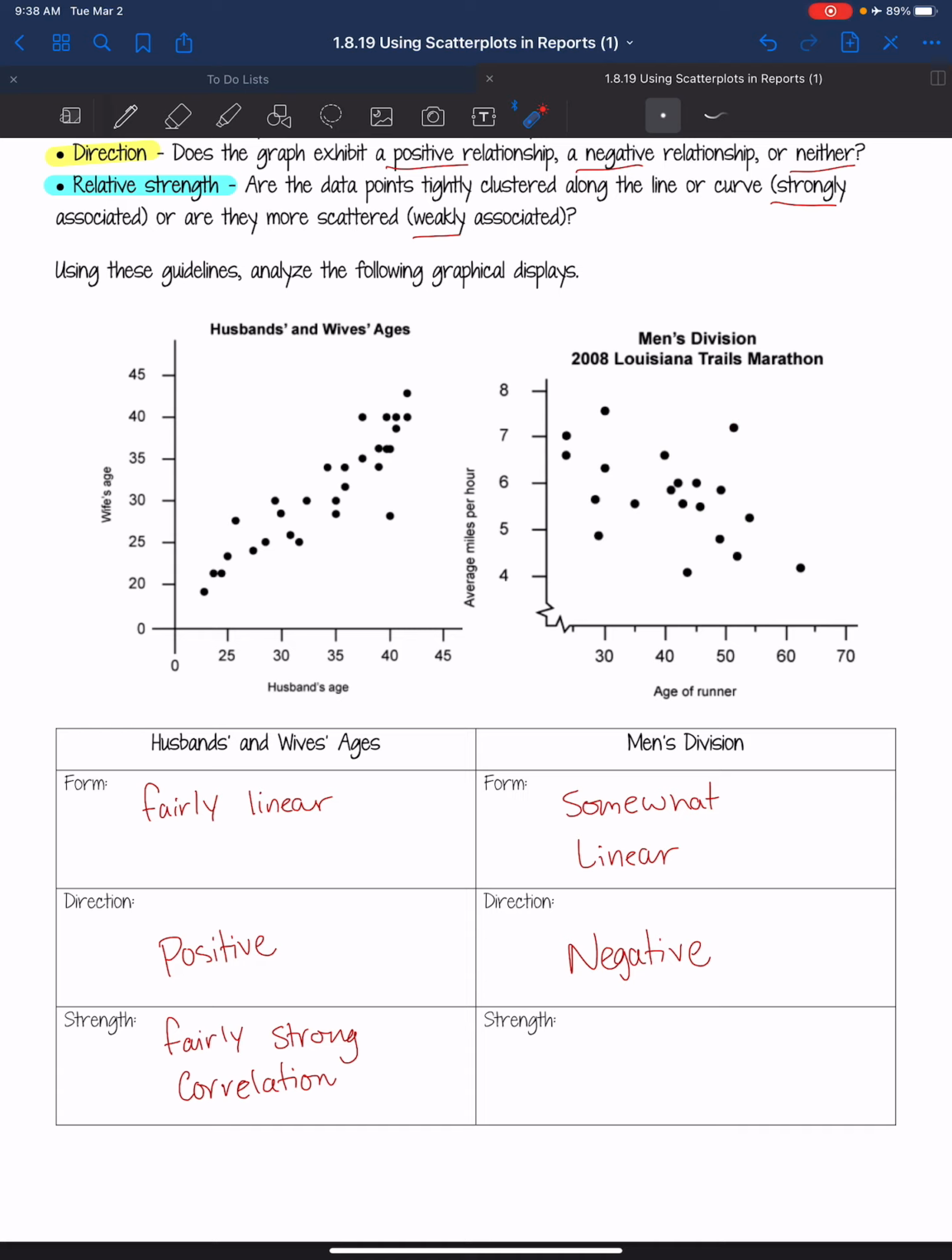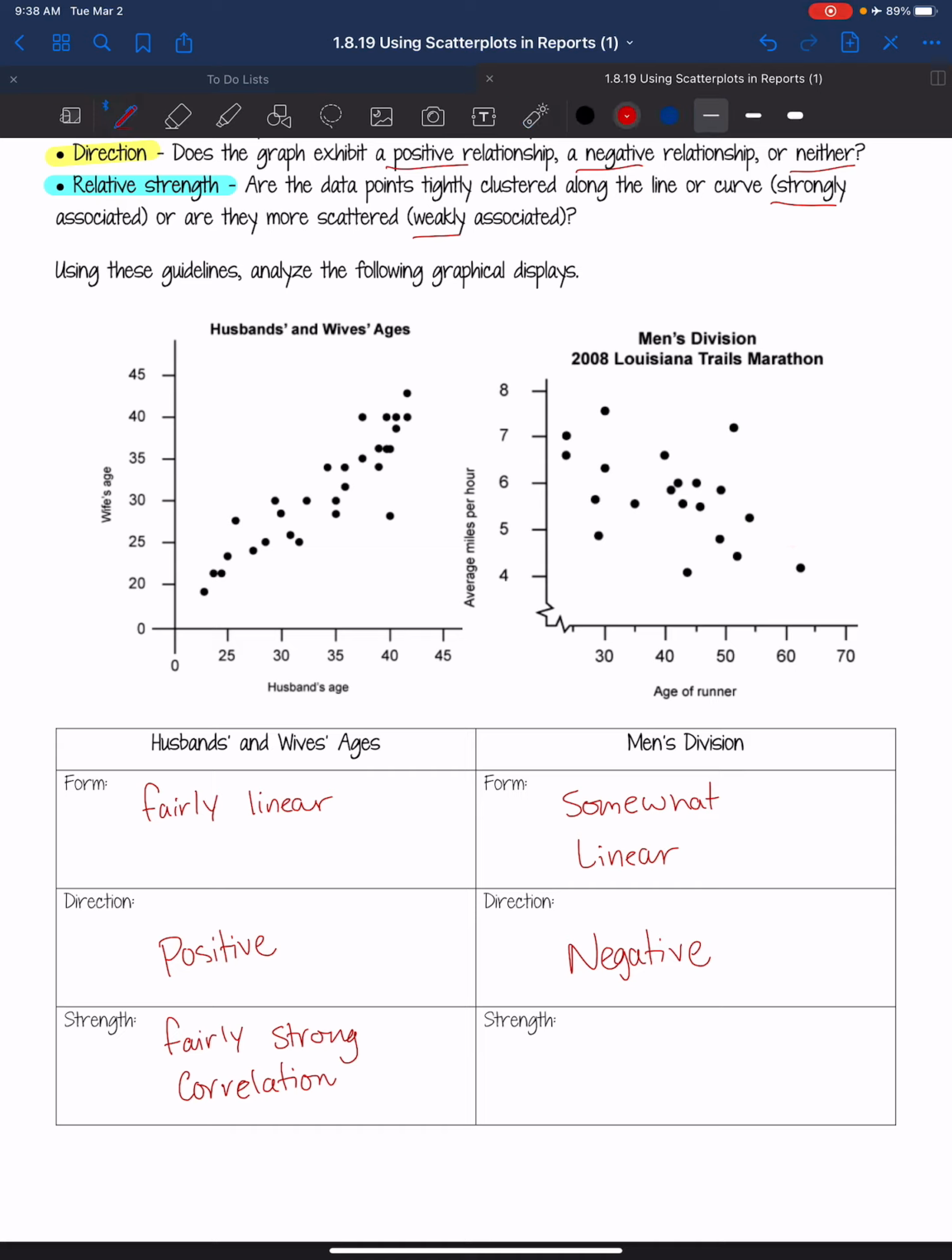As the age of the runner goes up, you're not necessarily guaranteed that the miles per hour are going to go down, right? You can kind of see this person way out here, they're in their 50s, but they're still running an average miles per hour of a little less than 8 minutes per mile, right? Meanwhile, this person down here, as they are getting older, they're about 60 years old, and they're only averaging about 4 miles per hour, right?